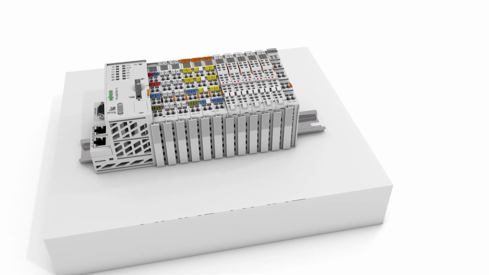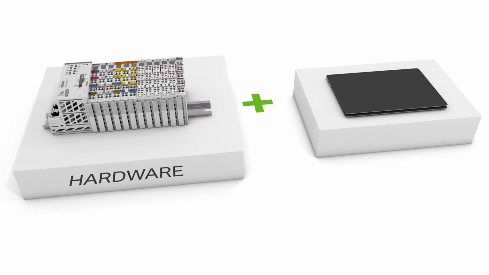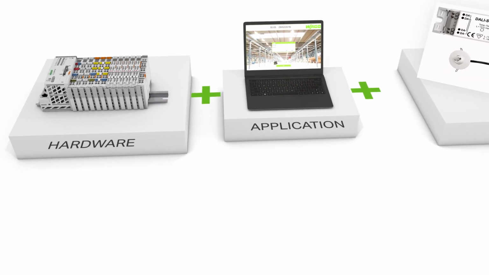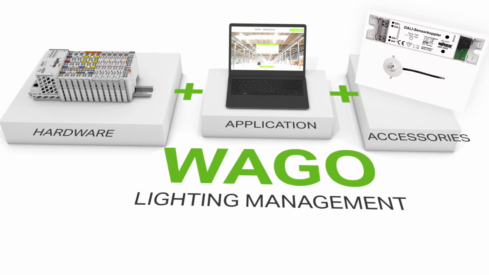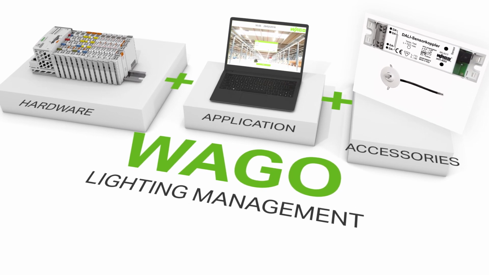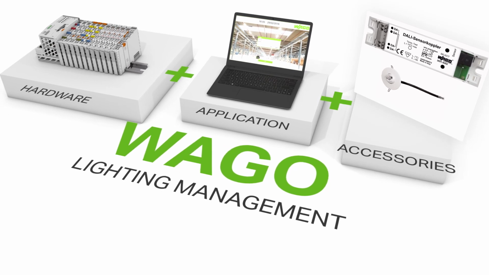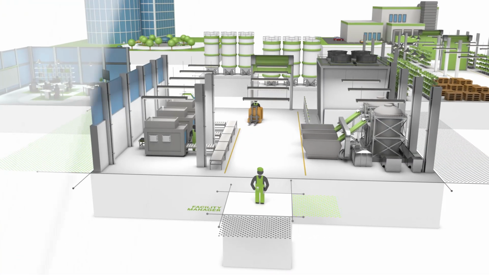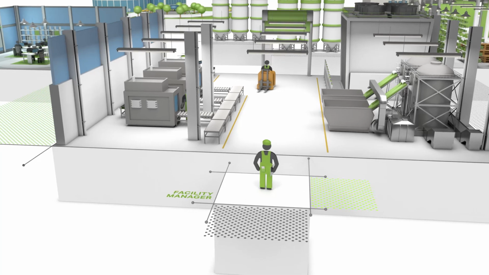WAGO supplies the relevant components, such as controllers and I/O modules, which are installed and wired in the control cabinet. This allows predefined hardware to be easily networked with the new light management system. Stay in control of your system.